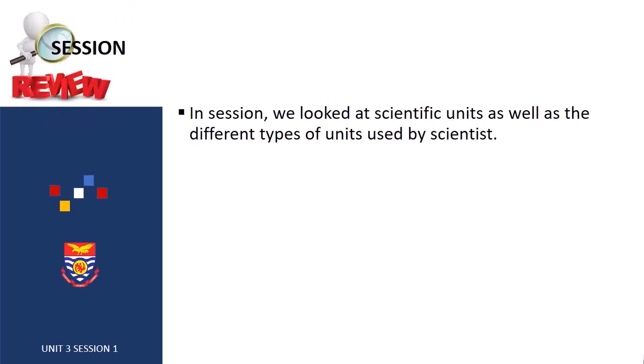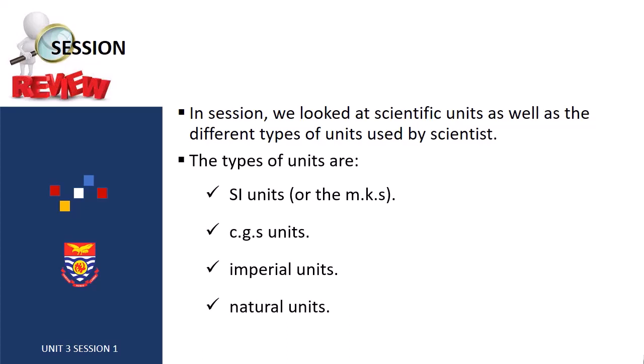Now, students, in this session, we looked at scientific units as well as the different types of units used by scientists. These units are the SI units, or the meter kilogram second unit, the CGS unit, that is the centimeter gram second. We also have the imperial units as well as the natural units.